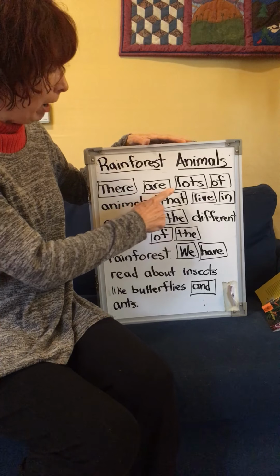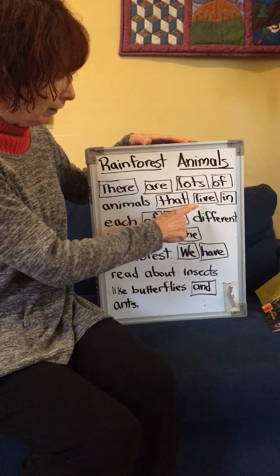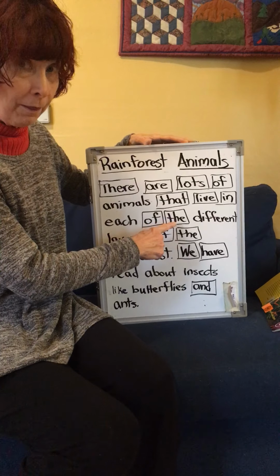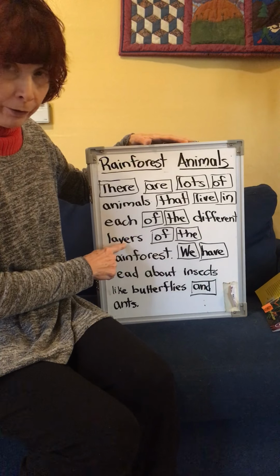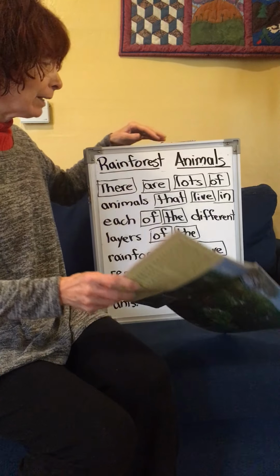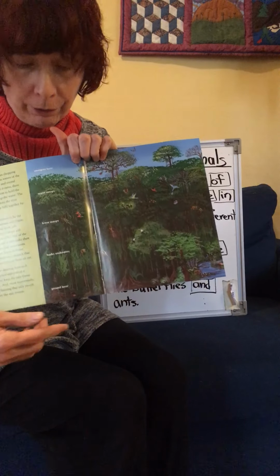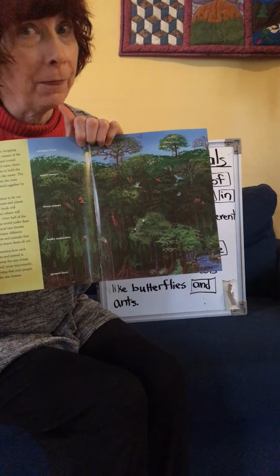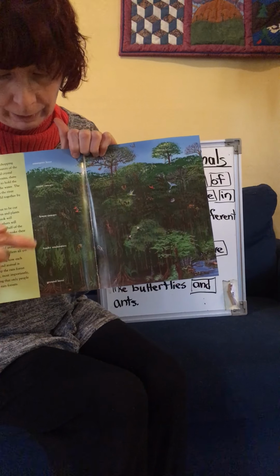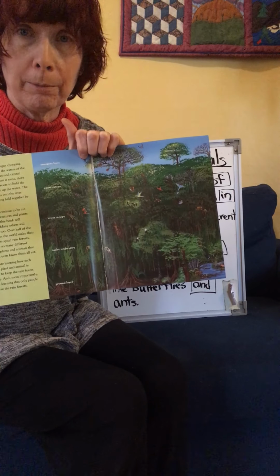There are lots of animals that live in each of the different layers of the rainforest. If you remember yesterday, no, I guess it was a couple days ago, we had a book that showed us the different layers in the rainforest. We have the ground layer at the ground, the bushy understory, which has the bushes and the small trees, the lower canopy. The canopy covers everything just like a tent canopy does.